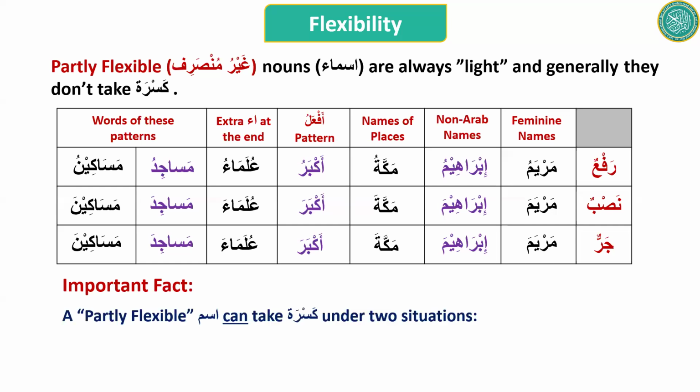But the condition is al. If you attach al to the word and it needs to be in jar status, it will accept kasra. For example, akbaru, akbara, akbara. But if you attach al to it, it will be al-akbaru, al-akbara, al-akbari, because now al is attached to it. When al is attached and the ism is in jar status, any of the partly flexible ism will accept kasra. That is one situation.